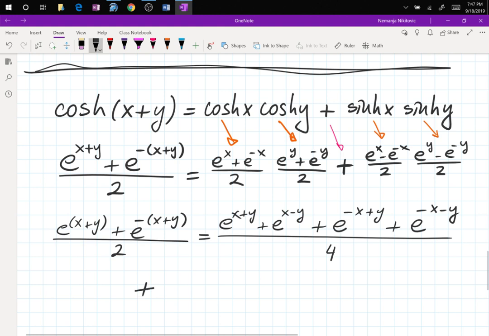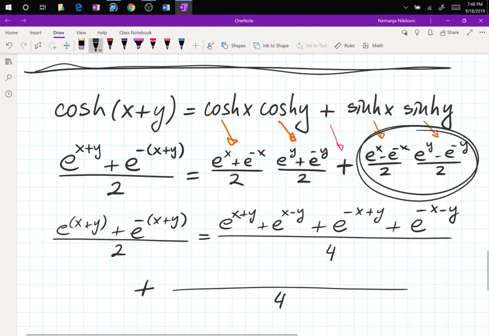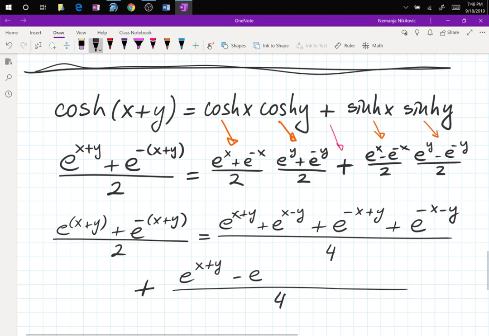Now we have that big fat plus, and we have another one of these divided by 4 for the second fraction that we need to FOIL. Landscape on notebook. So now FOIL this. E to the x times e to the y is e to the x plus y. E to the x times negative e, so it's going to be negative e to the x minus y. Inner ones, minus e to the negative x plus y, and negative times negative is a positive e to the negative x minus y.